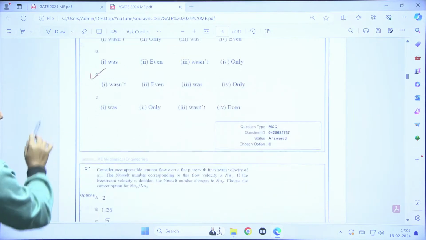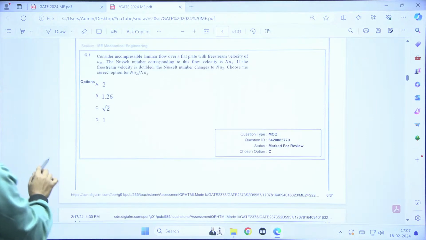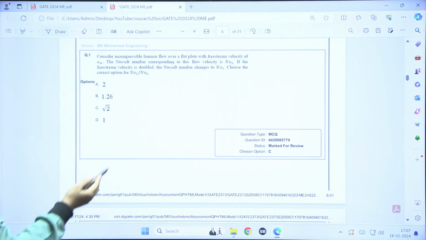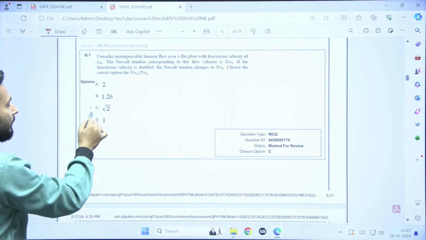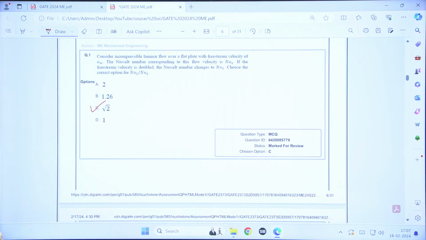Now moving on to the mechanical one, that is the technical section. It's a Nusselt number question, a heat transfer question, where he is asking the NU2 by NU1 ratio, so its answer will be C, that is root 2.